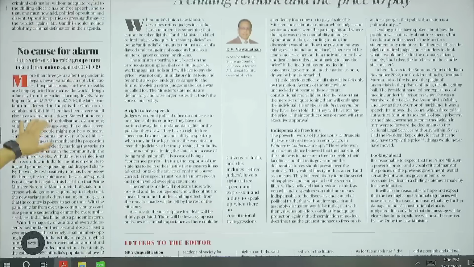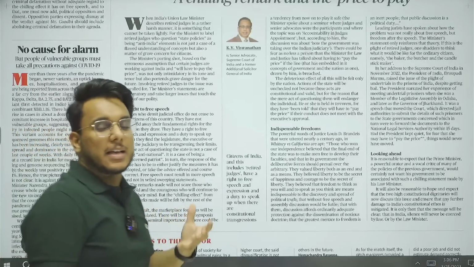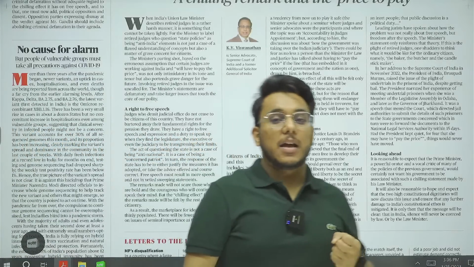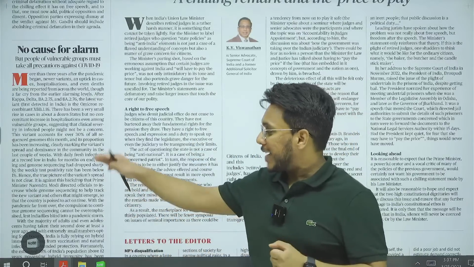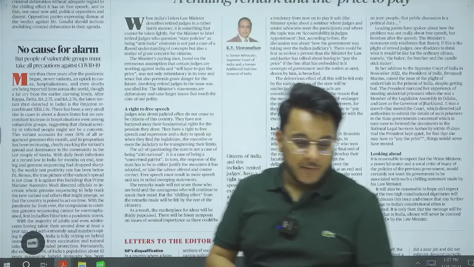No cause for alarm: people of vulnerable groups must take all precautions against COVID-19. We see that newer variants of the COVID-19 virus, the SARS-CoV-2 virus, are coming up, which actually incites some anxiety. But it has been said that we need to take precautions and vaccination. That is the only solution for this particular thing.